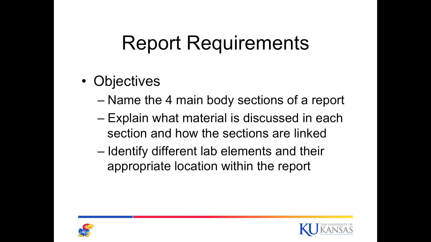So let's actually dive into how the report is structured and what I want to see. Now, this is going to be a little bit high level and a little bit quick. I've got a detailed document available on the website, but we'll touch on each section here. So our objectives here are to name the 4 main body sections in your report, to explain what materials are discussed in each one of those sections, and how those sections get linked together in the report. And then we need to be able to identify different lab elements and their appropriate locations within the report.